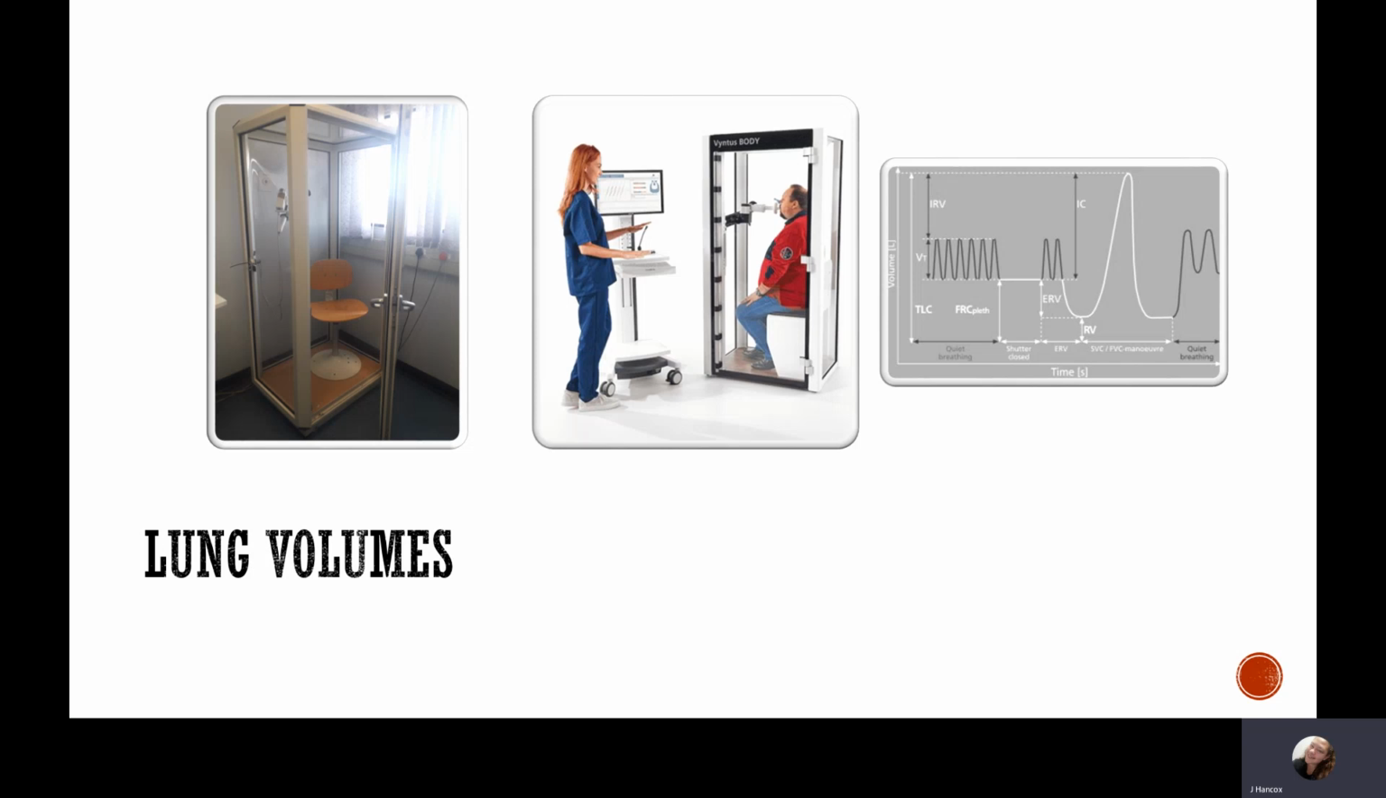So it involves the breathing at different rates with the door closed, like I said, and then after doing the test, we can give a bronchodilator as well, wait 15 minutes, and then repeat the test again, just as with flow volume loop, to see if there's any difference in the results.